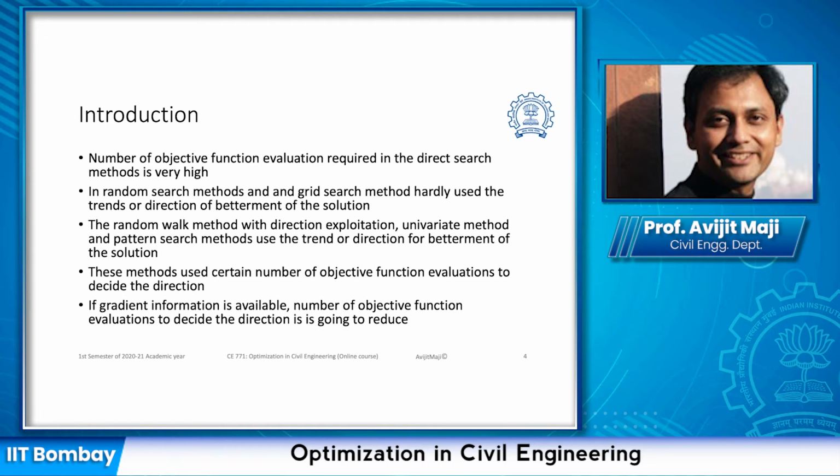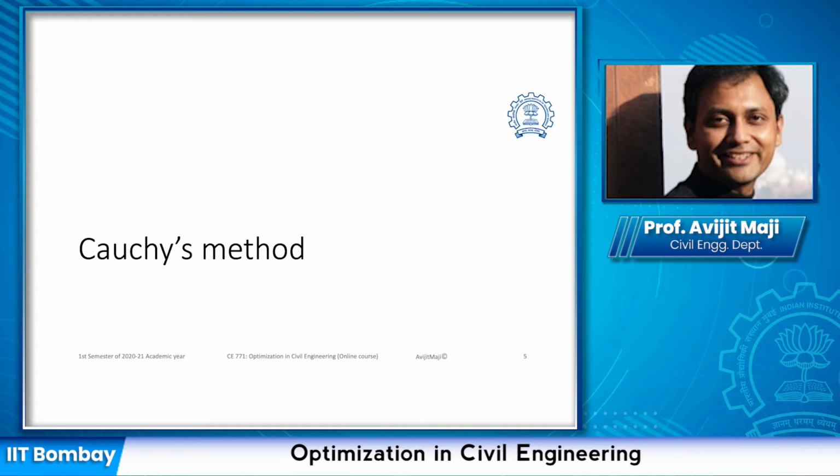If we cannot estimate the first order and second order derivatives of the objective function, then we would rather stick to the direct search methods. But by any chance, if we can do that, then we would prefer the gradient based method. Within the gradient based methods, we said that we are going to discuss three methods. So let's start with the first method, which is Cauchy's method.